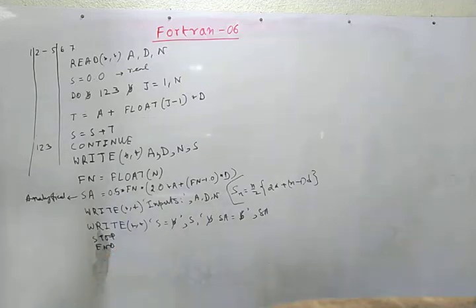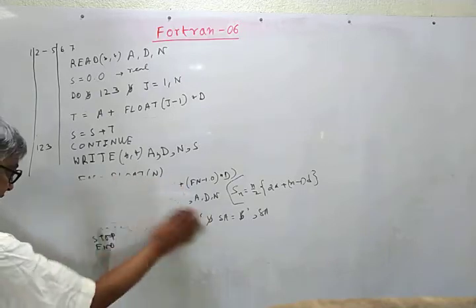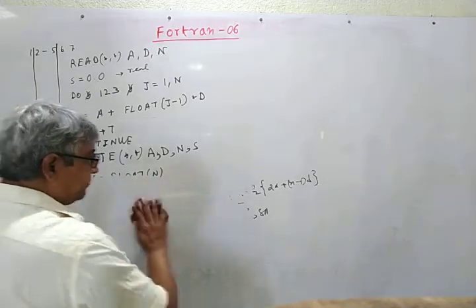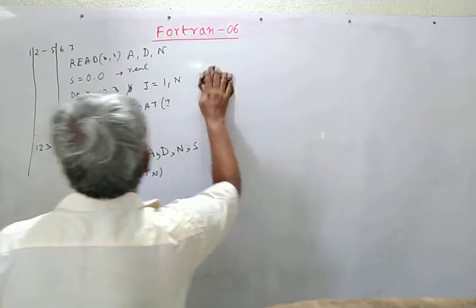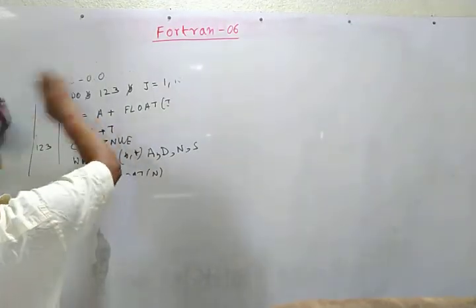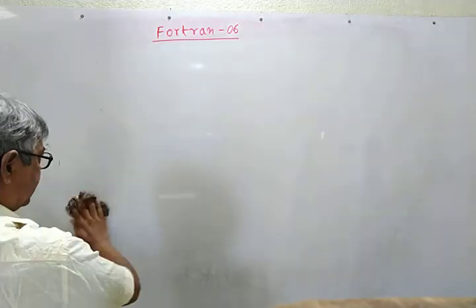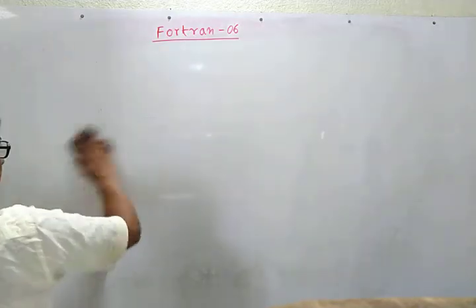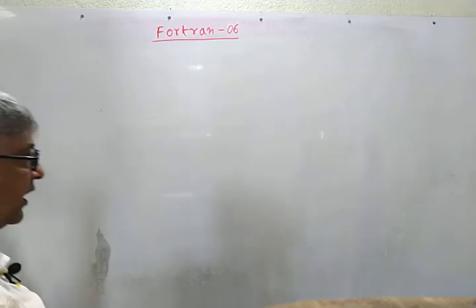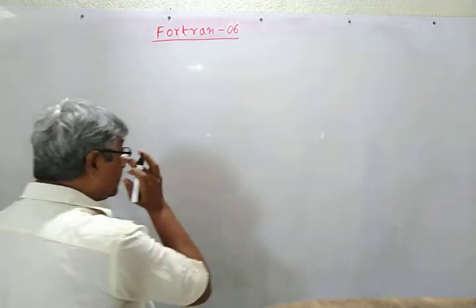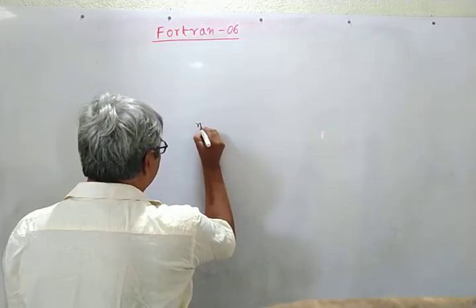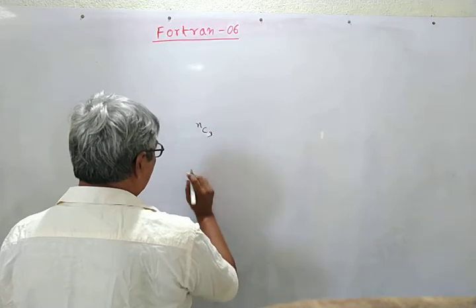This is the second example on do loops. Now I am going to some more complicated use of do loops. For example, sometimes it is required to implement two do loops simultaneously. That is called nested do loops. How to use this do loop? Say we are to calculate NC2.